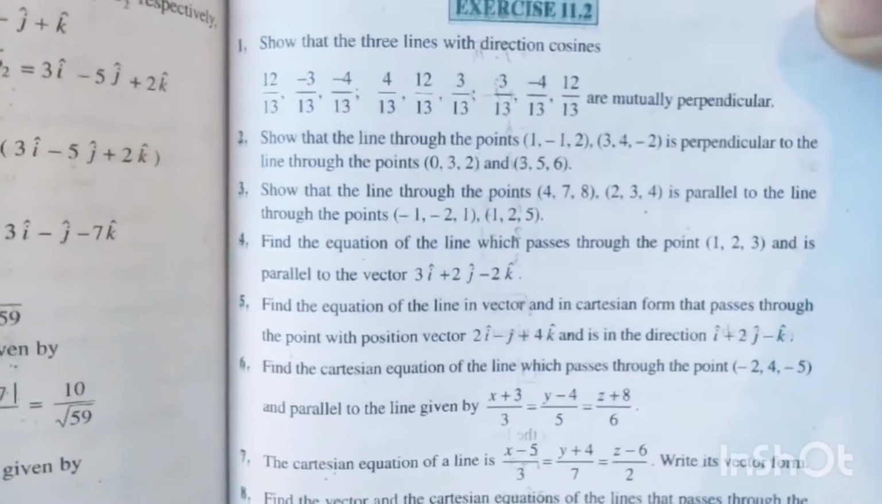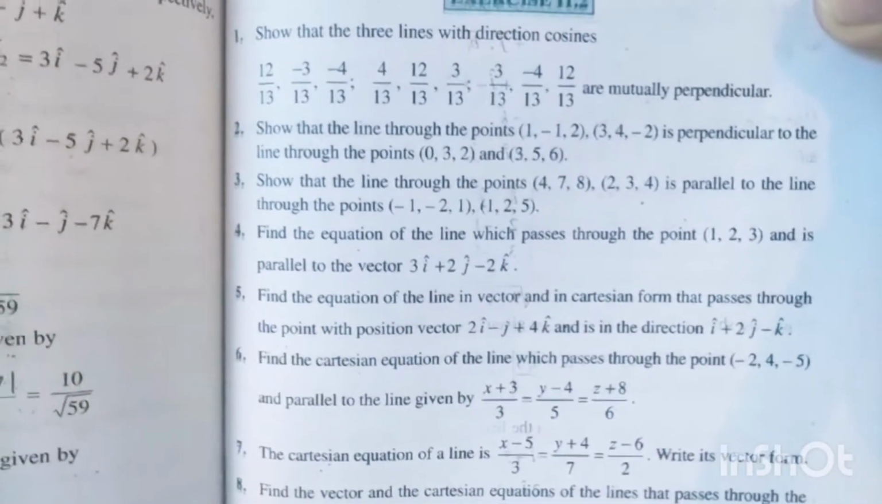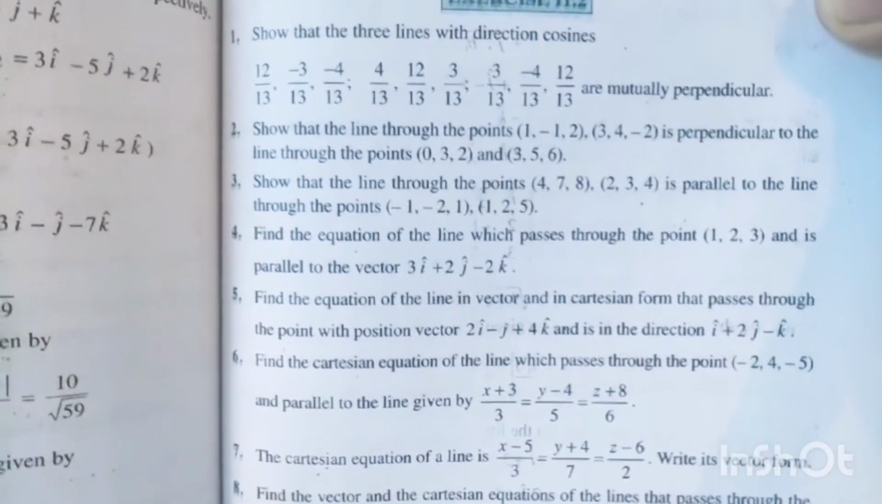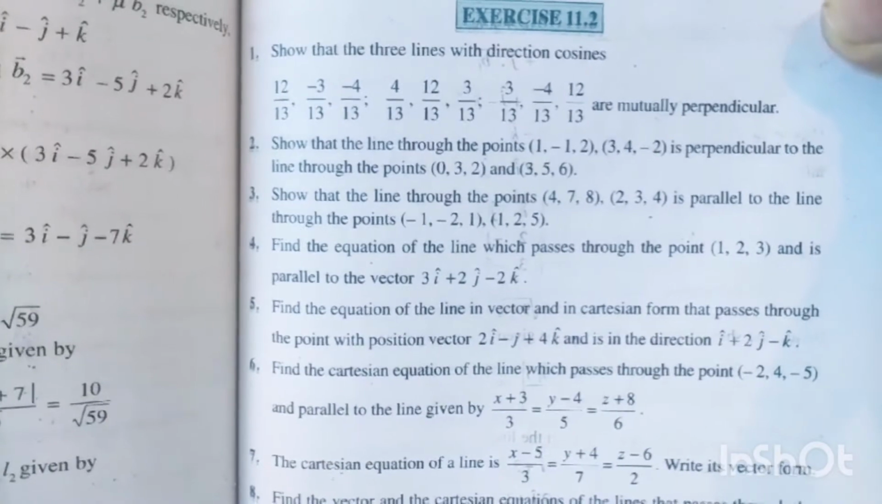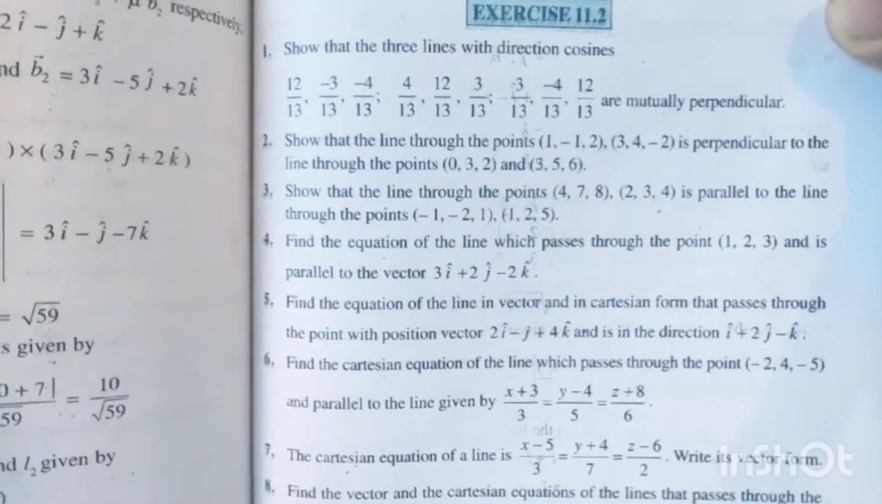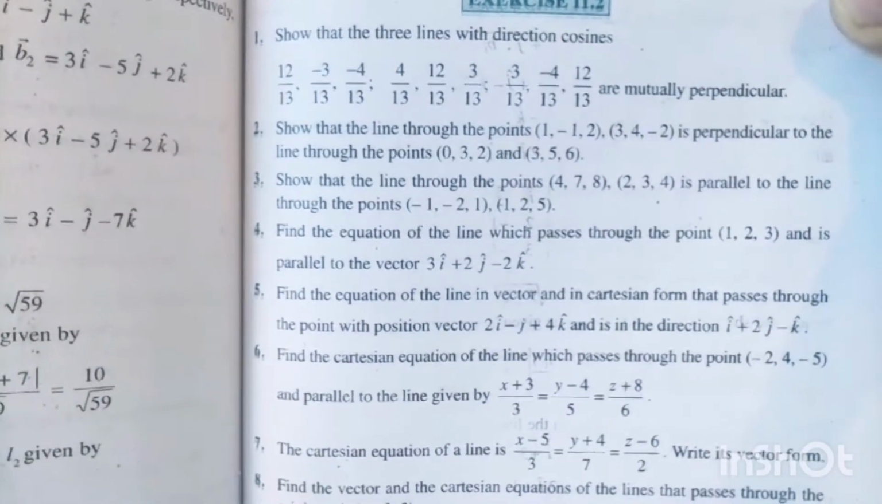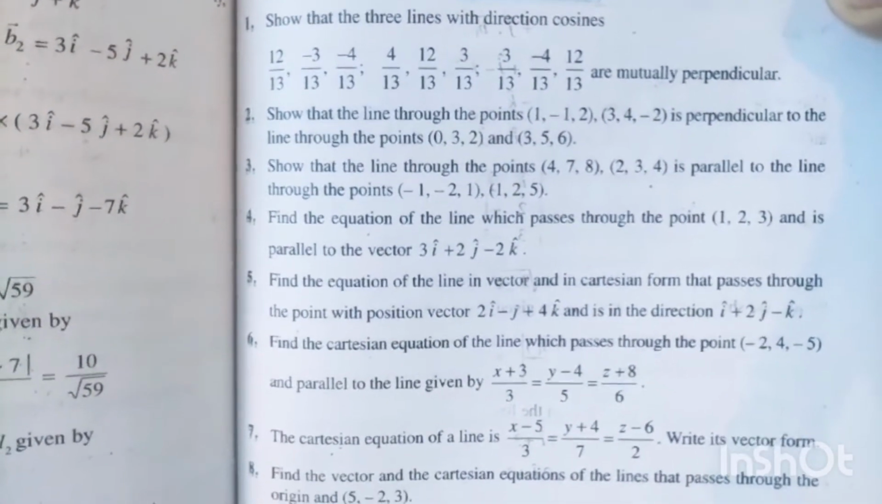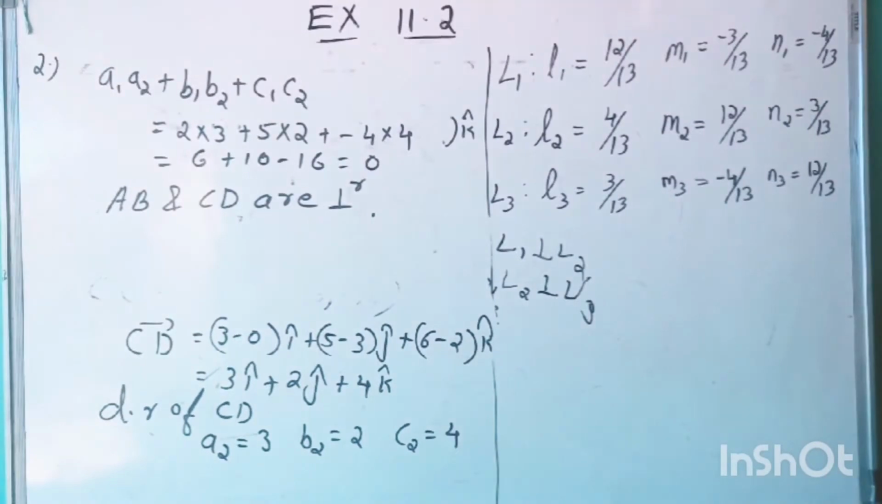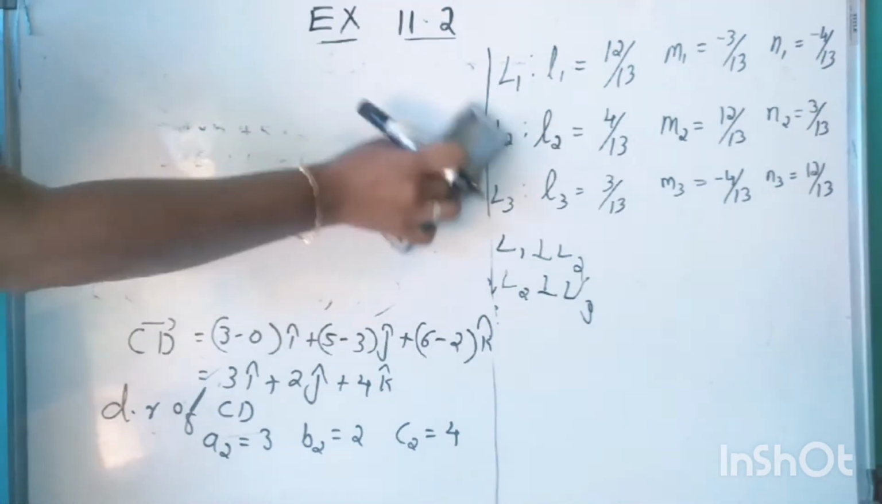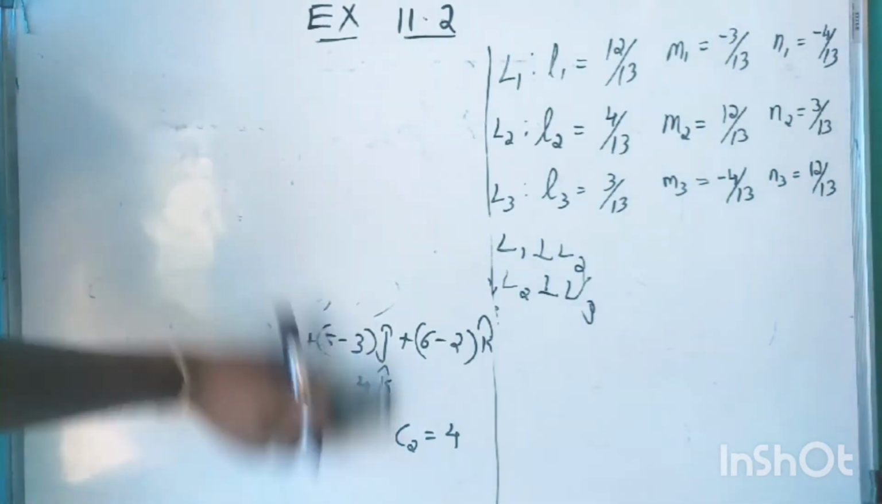Third question. Show that the line through the points (4, 7, 8) and (2, 3, 4) is parallel to the line through the points (-1, -2, 1) and (1, 2, 5). In the last question we needed to prove perpendicular, but in this question we need to prove the given two lines are parallel.